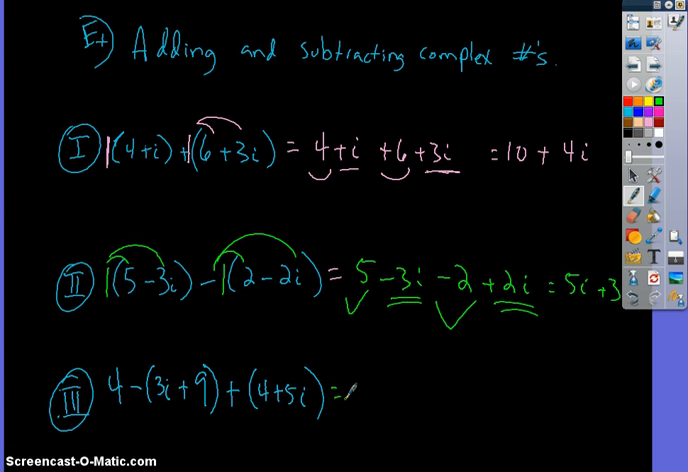And look at this last one. We have a negative sign here. This is an understood negative 1. That changes both of their signs. This positive sign here is a positive 1. That does not change any signs. And this 4 just carries over, making it 4. This is a negative 3i, subtract 9. Negative 3i, subtract 9. And then 4 plus 5i.